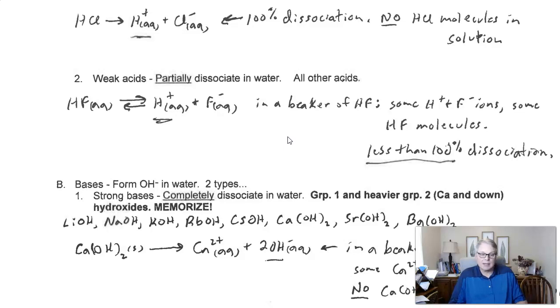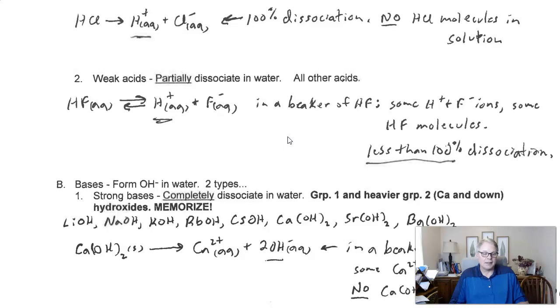If it only breaks up 99%, it's still a weak acid. If it breaks up 1%, it's still a weak acid. All weak means is breaks up less than 100%. All right? Now, generally speaking, most weak acids break up much less than 100%. They don't even break up 50%. Most weak acids actually break up less than 10%.